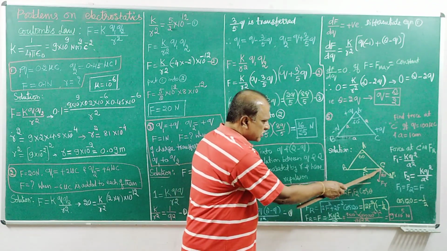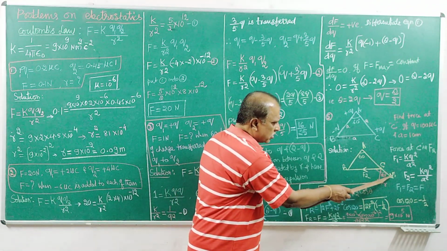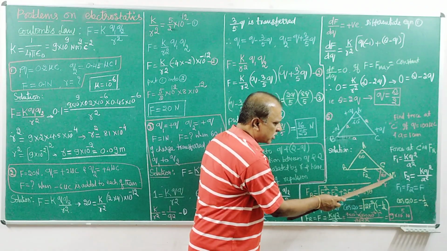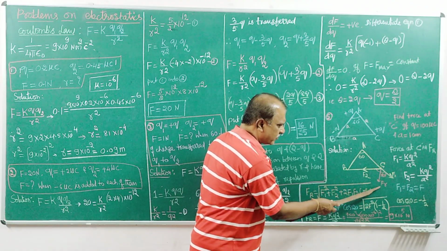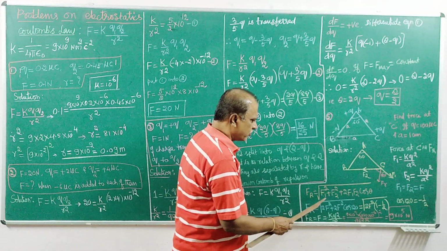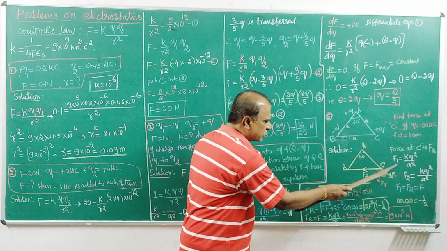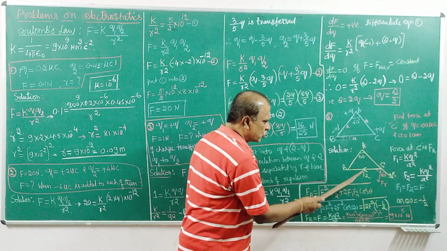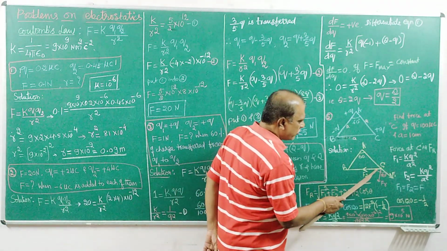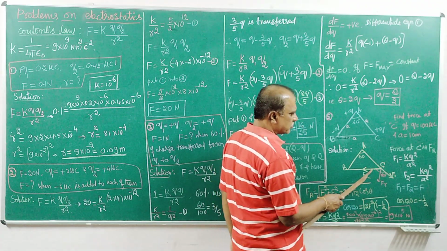It is also called the resultant vector. The net force is in this direction. This is called the resultant force, or the vector sum of these two, Fr. It is given by the formula: root of F1 square plus F2 square plus 2 F1 F2 cos theta. What is theta? The angle between these two vectors.